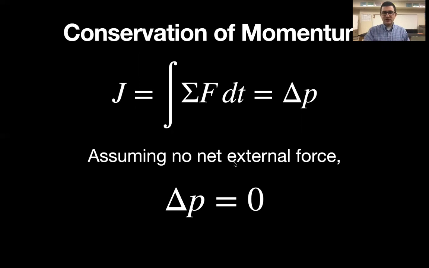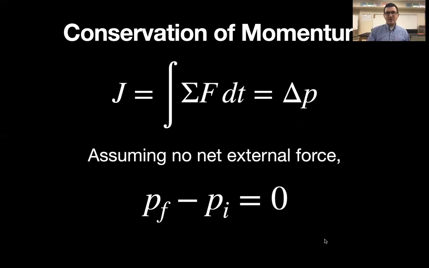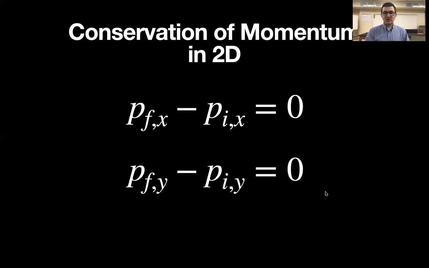If there's no external force, then the change in momentum is zero, which means the final momentum minus the initial momentum equals zero, which means these two things are equal to each other in magnitude. However much momentum we have at the beginning is going to equal however much momentum we have at the end. That's the most important thing.